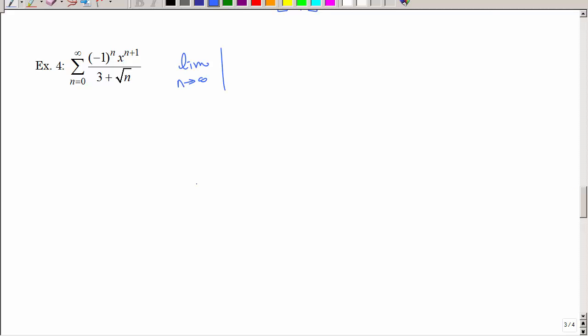So again, I'm going to use the ratio test. Since I am taking the absolute value, this negative is going to go away, right? The absolute value of -1 is +1, so I'm not even going to write that down. So I'm going to have x to the n plus 2, that would be the next term, divided by 3 plus the square root of n plus 1, multiplied by, of course, that reciprocal.